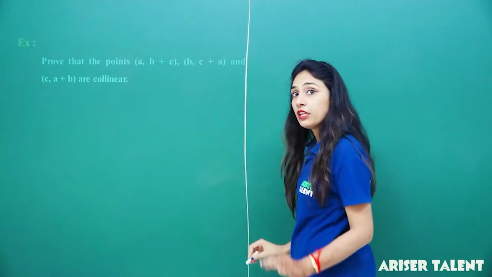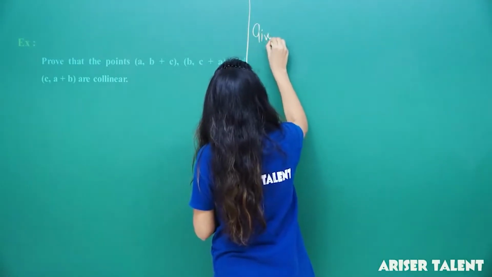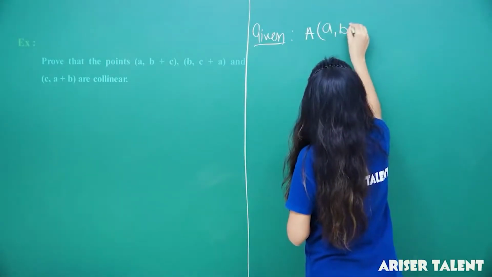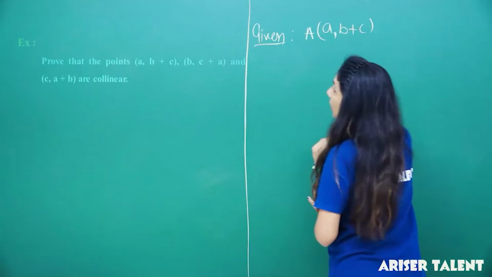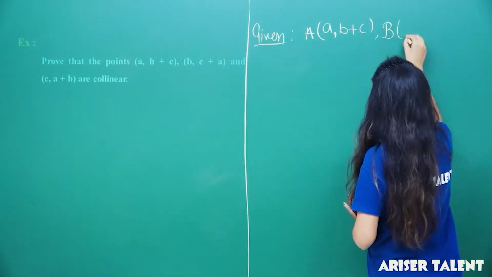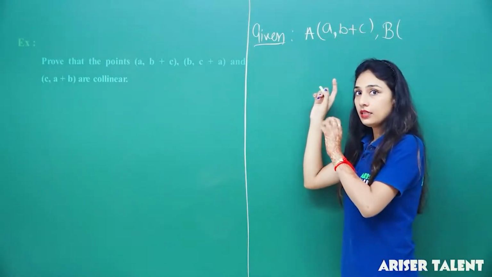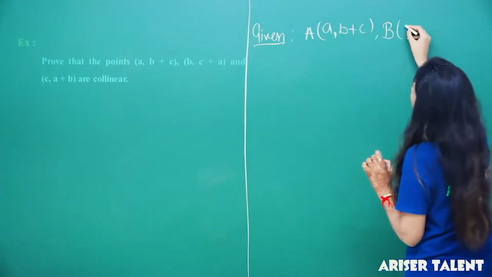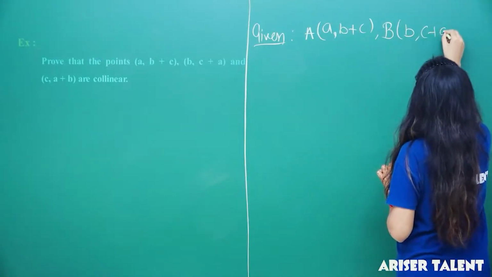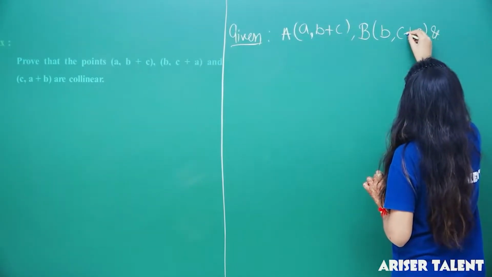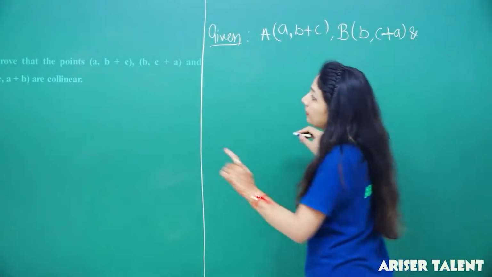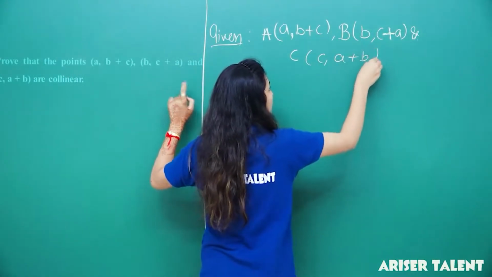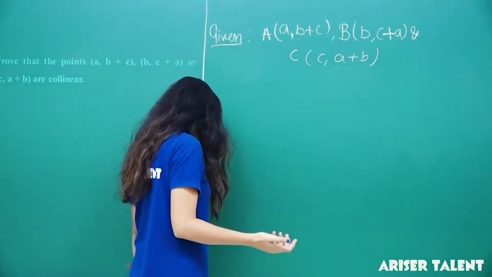Now, we will talk about the given parameters. Given A, which is equal to A(b plus c). Now, B, I am just imagining, there is a supposition that A, B and C are the 3 points. So, B(c plus a) and this point C, which is equal to C(a plus b), is equal to what?